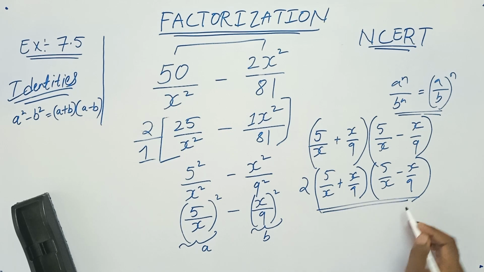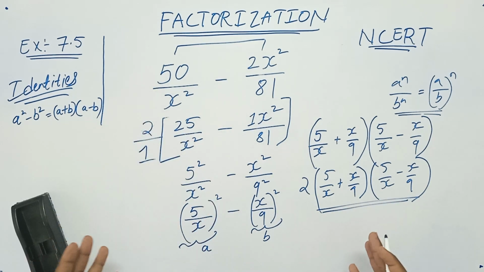So we got a product of 3 factors of the given expression. So this is how we are going to solve an expression.